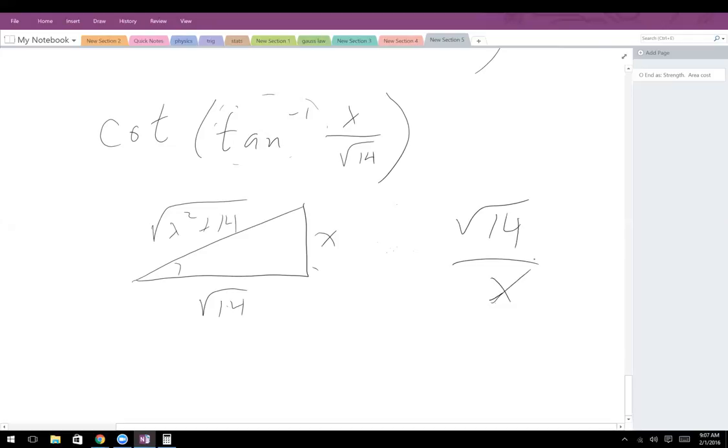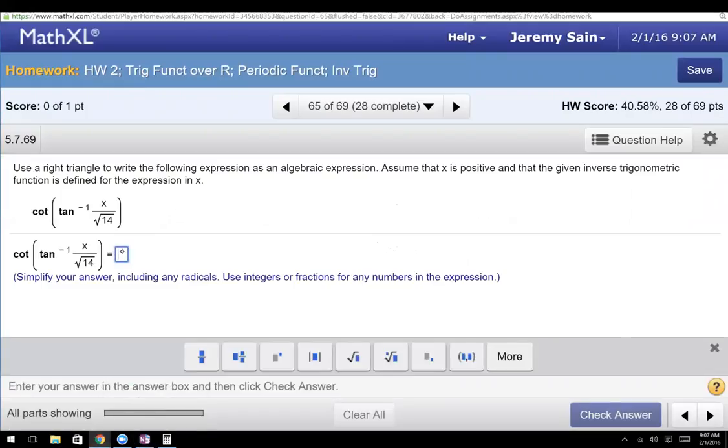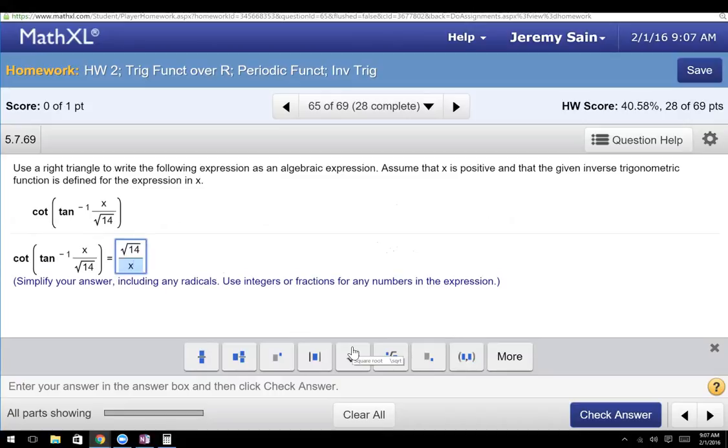Yeah, because it happened to be cotangent and tangent. If it was sine or cosine, then you would really have to draw the triangle. But since they asked us really nice ones, it wasn't too bad. So actually I learned that on this thing it's just easier to hit the square root instead of typing it. 14 over x.